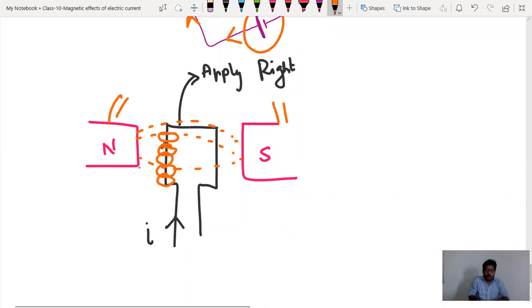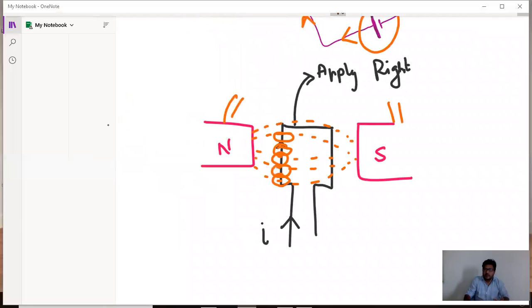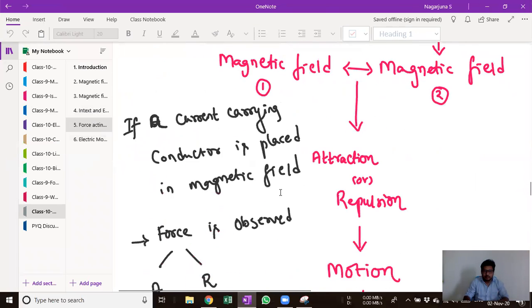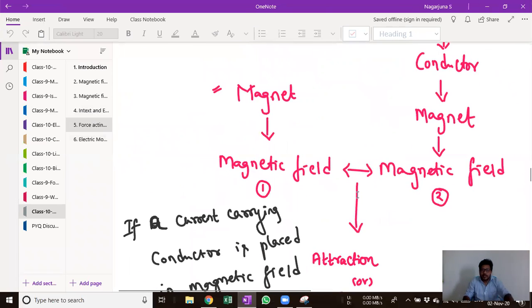Now how many magnetic fields we have? Two magnetic fields we have. Because of two magnetic fields, what will happen? Force is produced. If you observe the flow chart which we have discussed in last lecture, this is the flow chart, I guess.